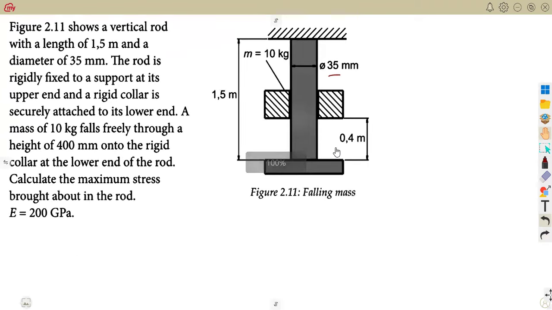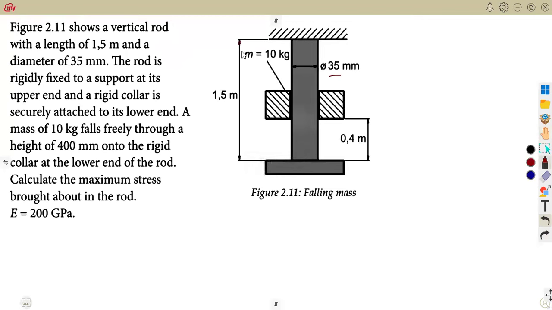Let's try to figure out. So they gave us the length, and as you can see, it is rigidly attached at the top, and it is fallen for a height 0.4 meters onto the collar. That is what you're given, all right? So the original length, which is the length of the rod, we are given 1.5 meters, and also its diameter is 35 millimeters, just divide by 1,000, it is going to be 0.035 meters.